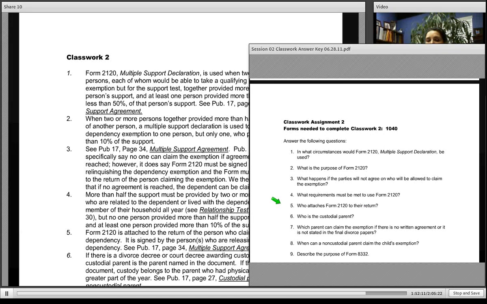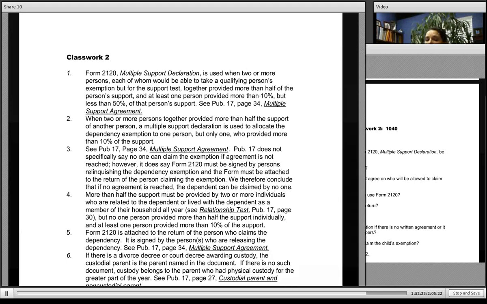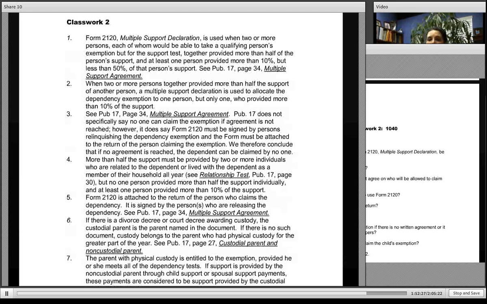Number 6, we're moving on now to divorced and separation situations where you have 2 parents of a child and establishing who is the custodial parent. So who is the custodial parent? Well, it depends. If there is a divorce decree, then the custodial parent is the parent who is stated as the custodial parent in that divorce decree.